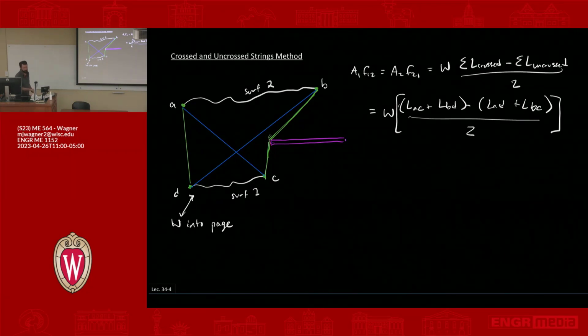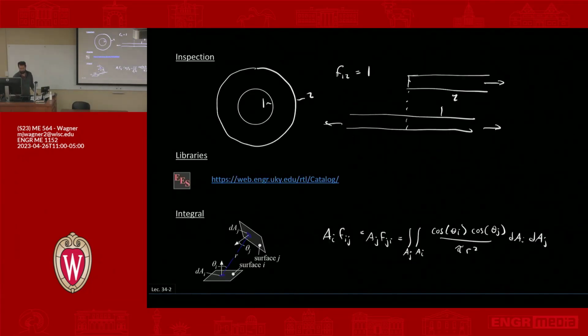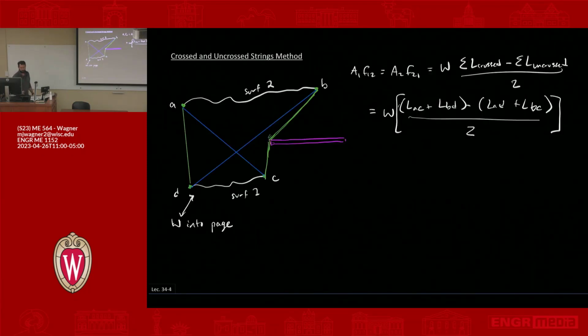So in the remaining time today, this is the complete set, right? Let's look at our list here. We talked about inspection, the library, view factor integral, the rules, the method of strings, and then we didn't get to Monte Carlo. Monte Carlo is kind of its own topic, and we'll hopefully have a lecture on that towards the end, or maybe next time, I'll say next time. But this gives you the tool set that you need now to be able to go through and do actual problems in this.